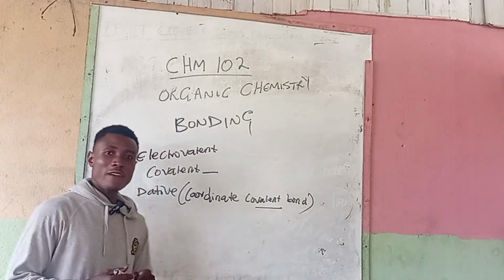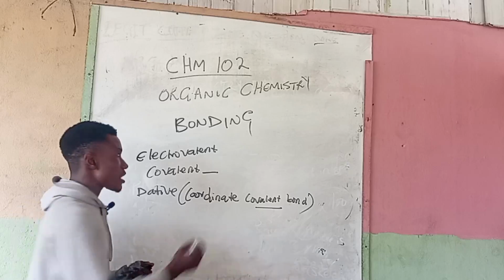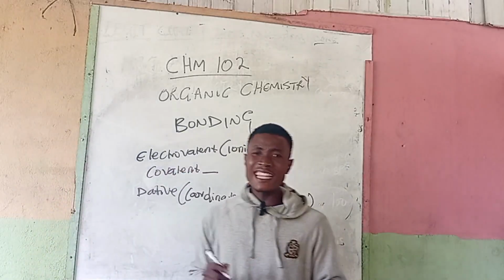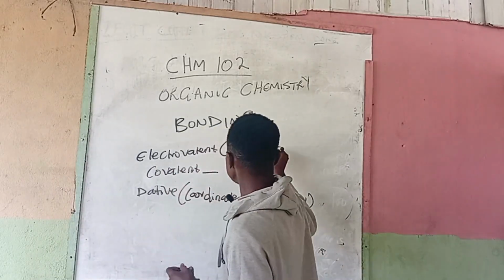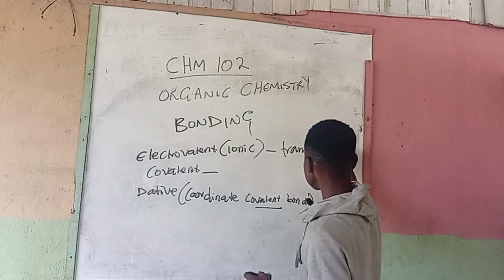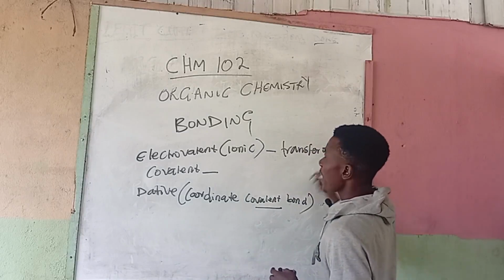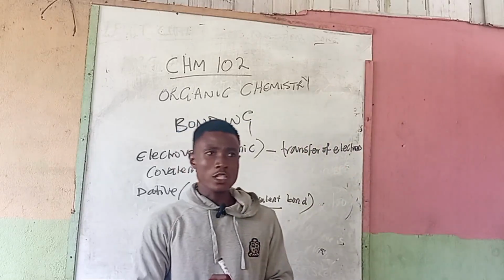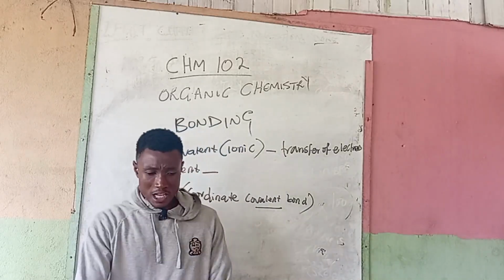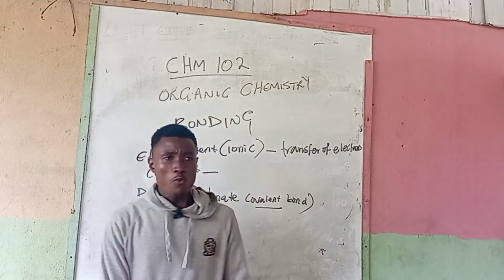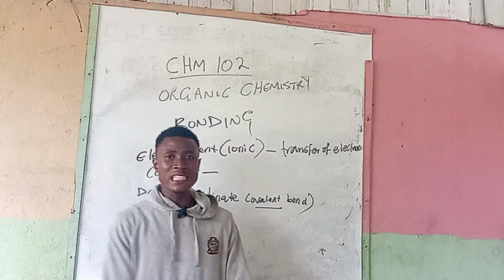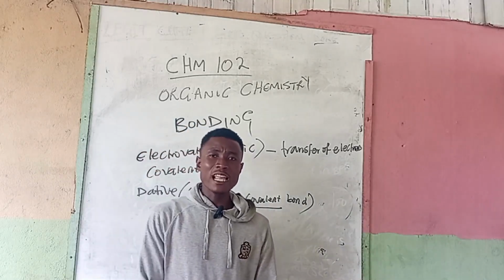So let's start with the electrovalent bond. The electrovalent bond is also known as the ionic type of bonding. When we say electrovalent bond, it is a type of chemical bonding that involves the transfer of electrons. Now when it involves the transfer of electrons, it leads us to an aspect where we have electropositivity and electronegativity.